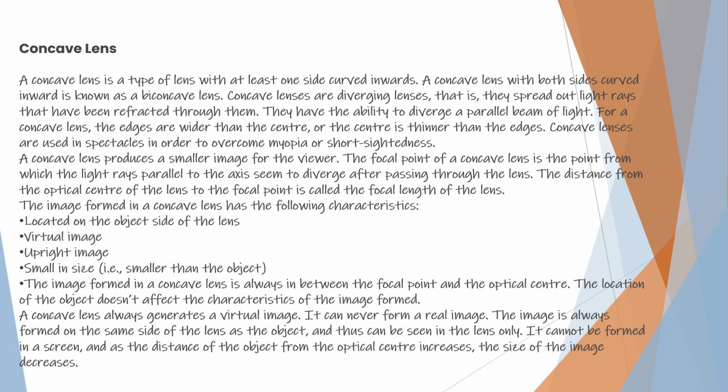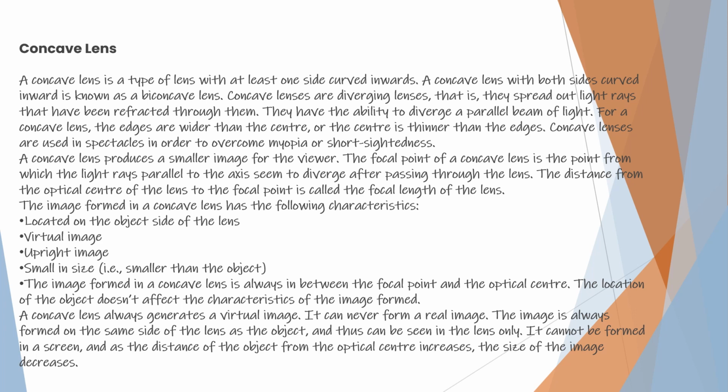A concave lens is a type of lens with at least one side curved inwards. A concave lens with both sides curved inwards is known as biconcave lens. Concave lenses are diverging lenses. That is, they spread out light rays that have been refracted through them. They have the ability to diverge a parallel beam of light.